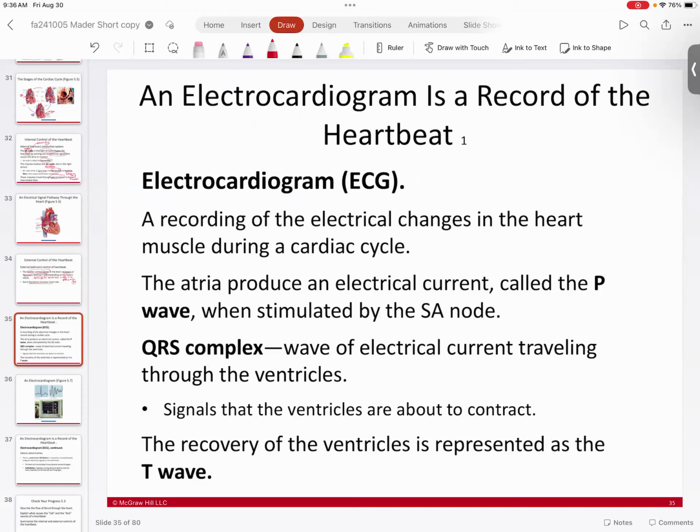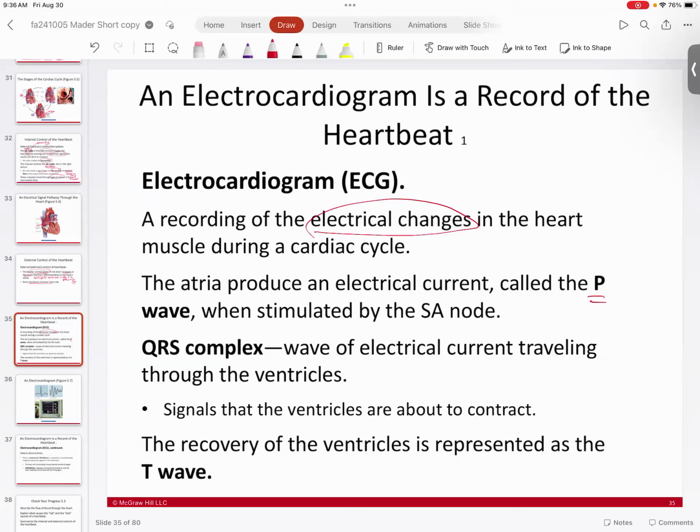So one of the ways that we can record the cardiac cycle is through an EKG or an ECG, which is essentially a recording of the electrical changes that are occurring as your heart goes through a cardiac cycle. As your heart goes through the cycle of systole and diastole, it sends off electrical signals that we can then read out. For instance, the atria produce an electrical current that is stimulated by the SA node called the P wave. So that's associated with the atria getting ready to contract, that signaling process.